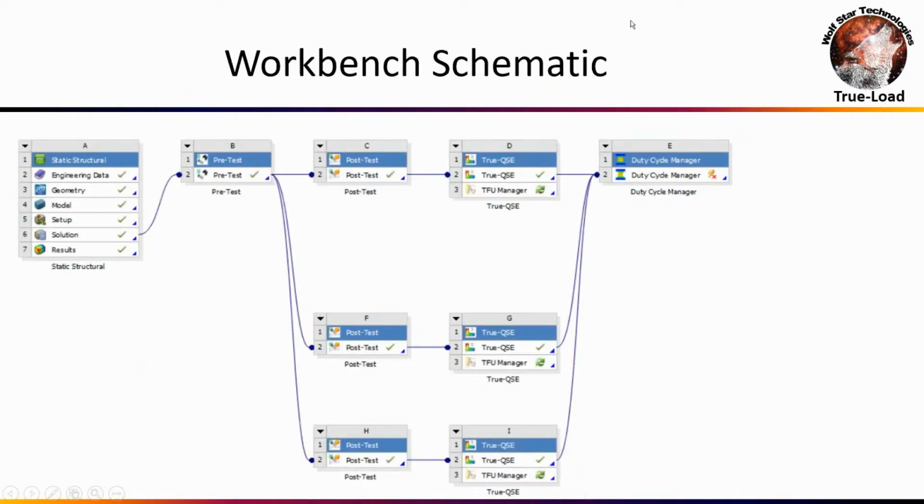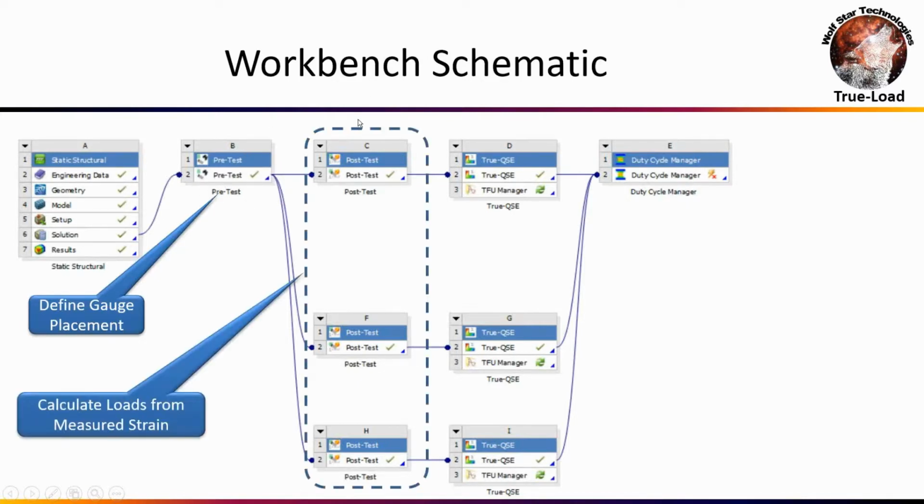All right, so let's show you how this looks in Workbench. In Workbench, we would have our structural analysis here, and when we want to find strain gauges, we'd bring in the pretest task and use pretest to define the gauge placement. Once we're happy with the gauge placement, we'd go off and do some testing. In this example, I've got 3 sets of tests. We run post-tests on each of those tests to generate the loading.